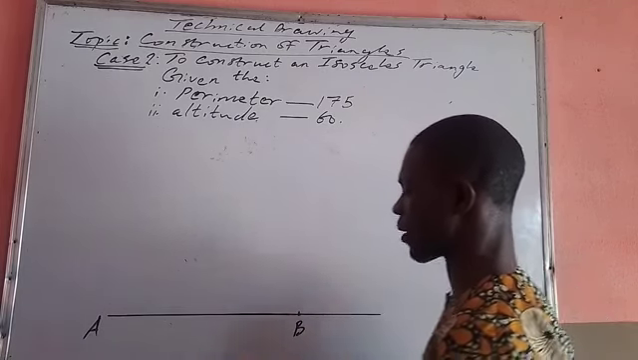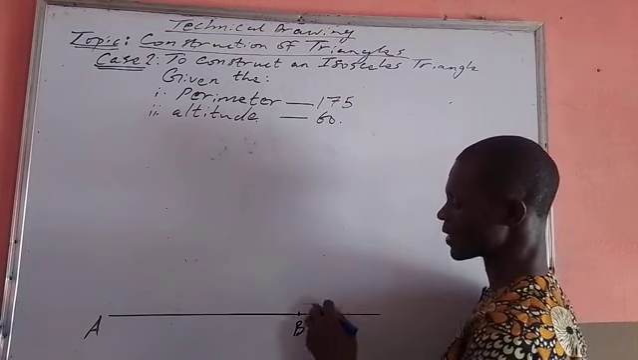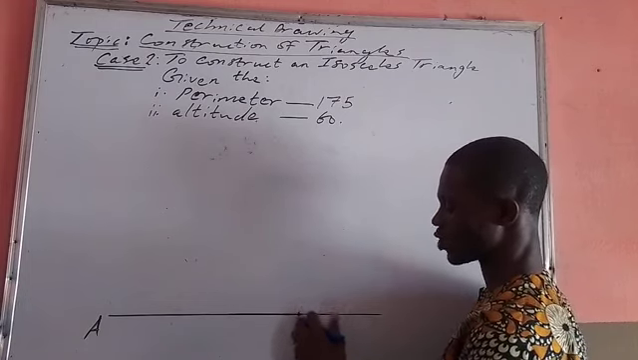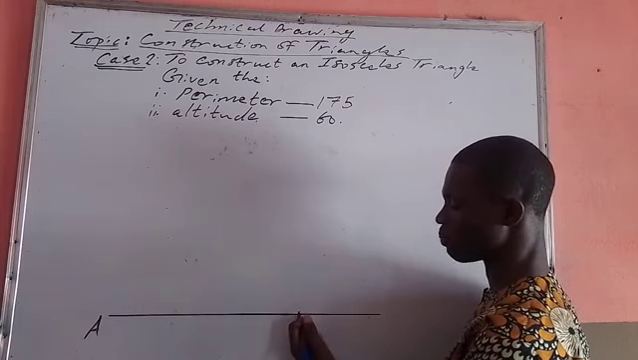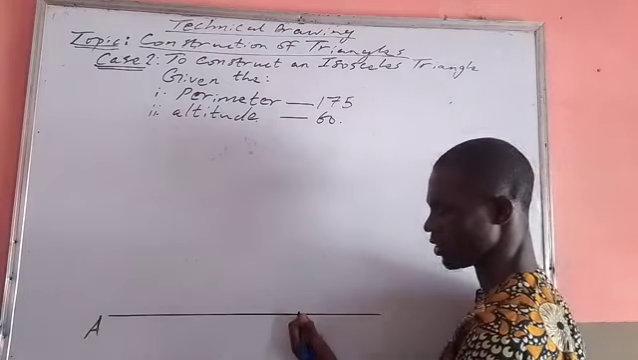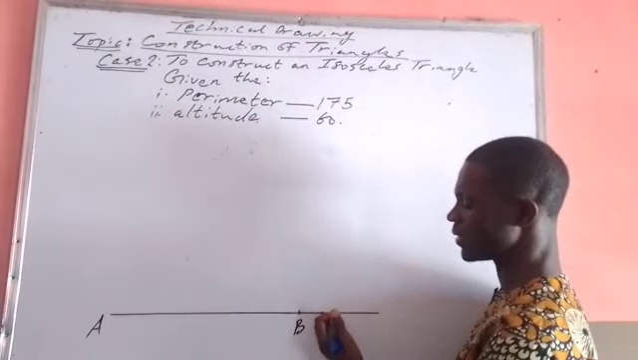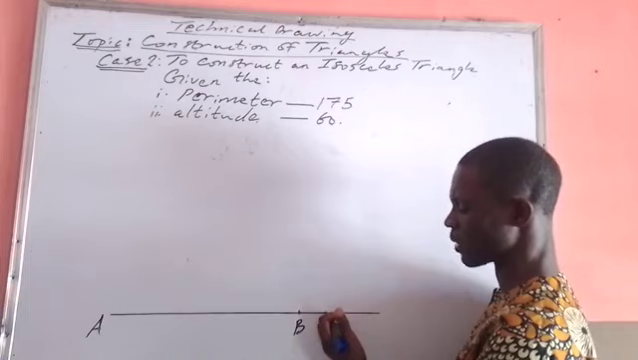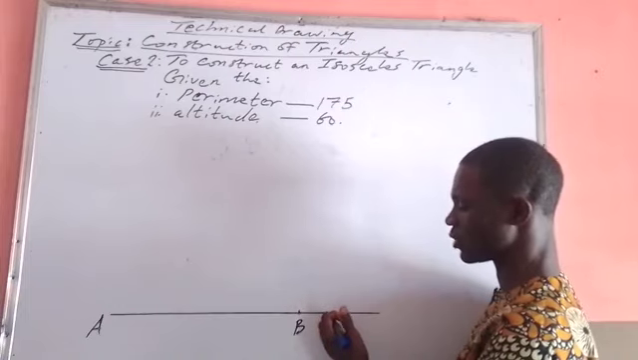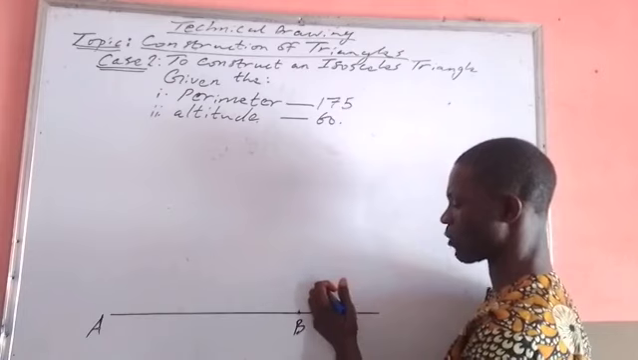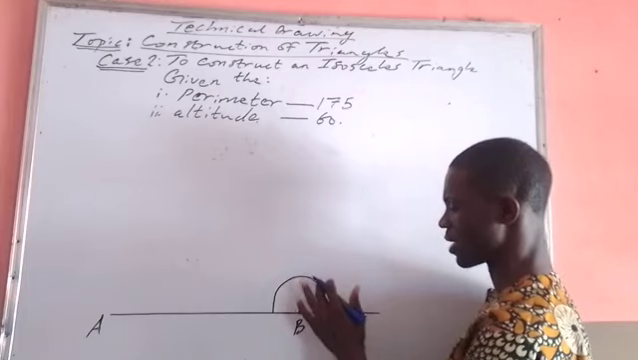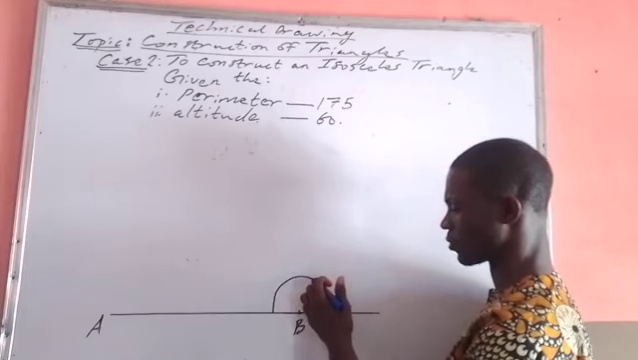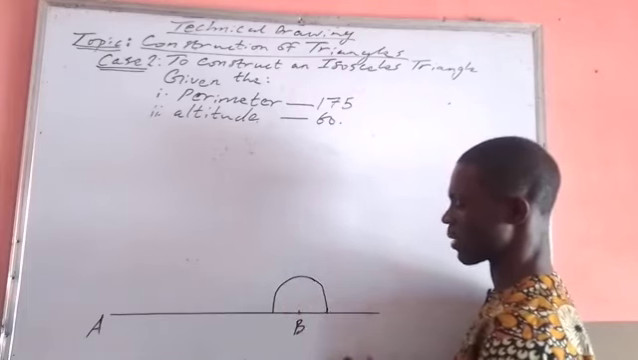The next thing that we are going to do is to erect a perpendicular line at this point B. To do that, we put the midpoint of the compass here at B, then we extend the pencil a little bit, then we draw a semicircle. So I will draw the semicircle like this.